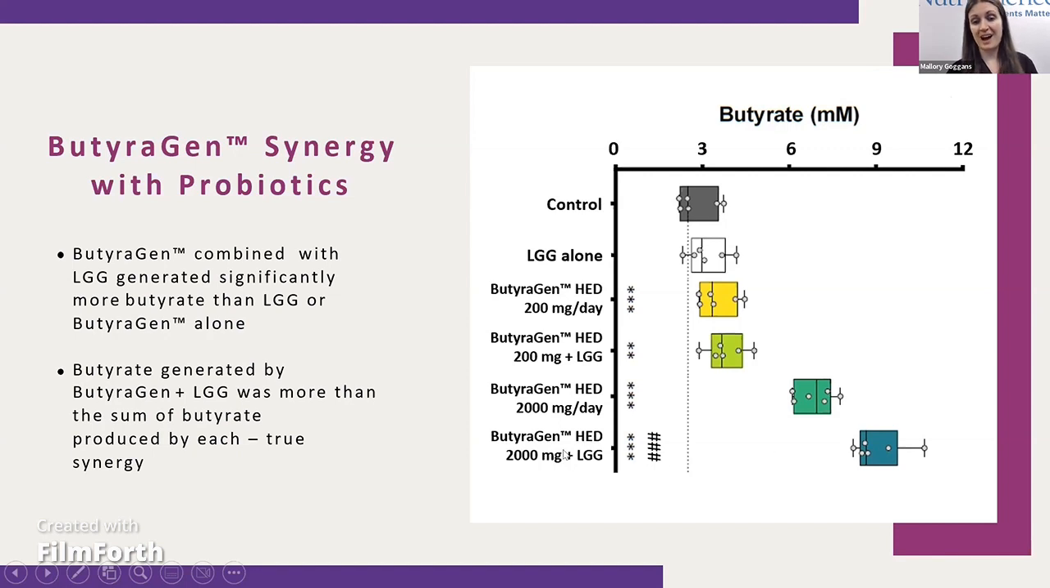So you can see at this high dose of ButyraGen with the probiotic combined, a much, much higher amount of butyrate was generated. And actually, if you compare the ButyraGen dose alone, and if you were to add this LGG box on top of it, you can see that ButyraGen and LGG combined actually produced a little bit more butyrate. So that did give us a true 1 + 1 = 3 synergistic effect. That was a really exciting thing for us to see.